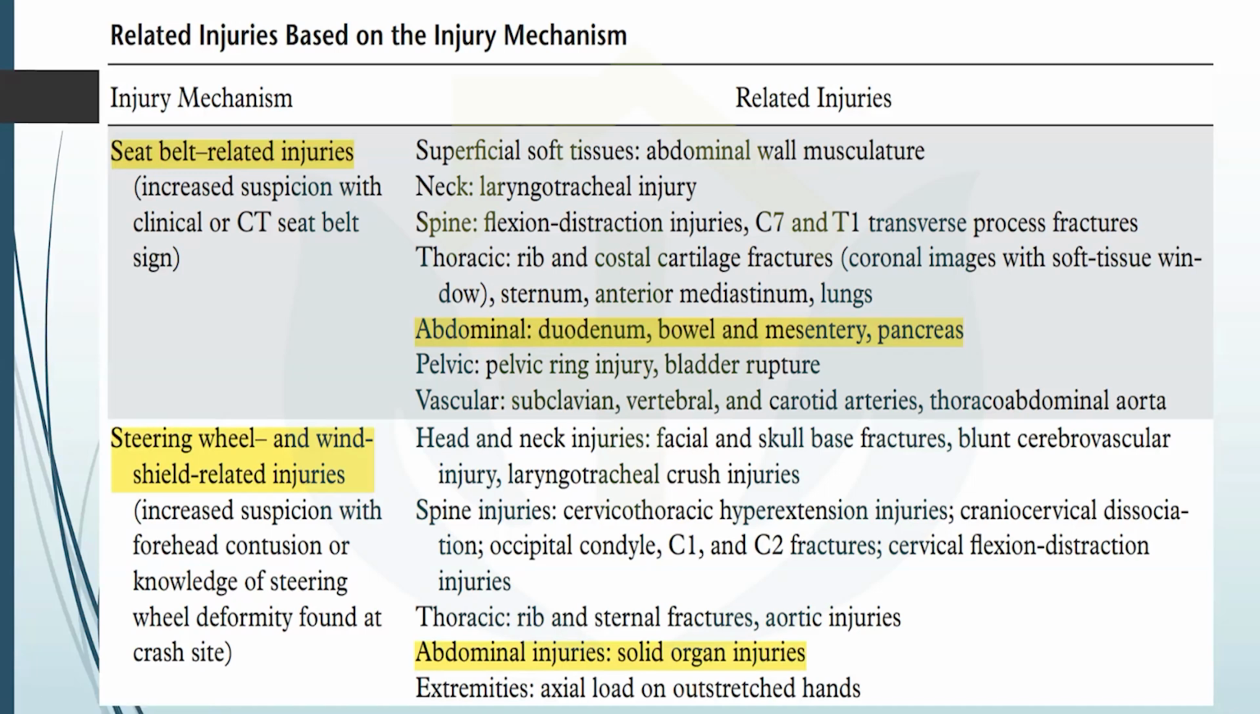It can cause thoracic rib fracture. In the abdomen, it can cause pancreatic injury. Very, very important to remember that pancreatic injury and mesenteric tear are very common in seatbelt injuries. Similarly, if you have steering wheel injury, you can have rib fracture, you can have commotio cordis, that is a blunt trauma to the heart, you can have bowel perforation, liver and spleen laceration, etc.